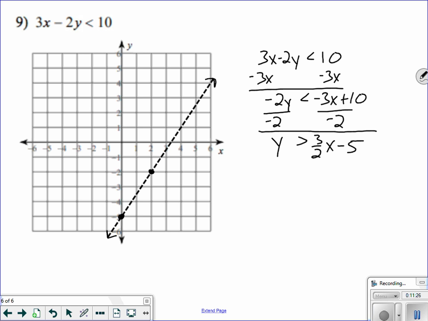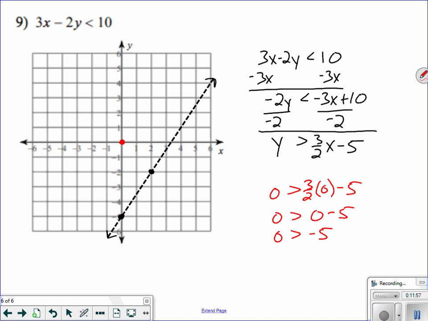Okay, and then we have to decide which side of the line to shade. So again, 0, 0 is a nice point to pick. So I'm going to put a 0 in for y. We're going to put a 0 in for x. And see what happens here. So 3/2 times 0 is 0. So we have 0 greater than negative 5.